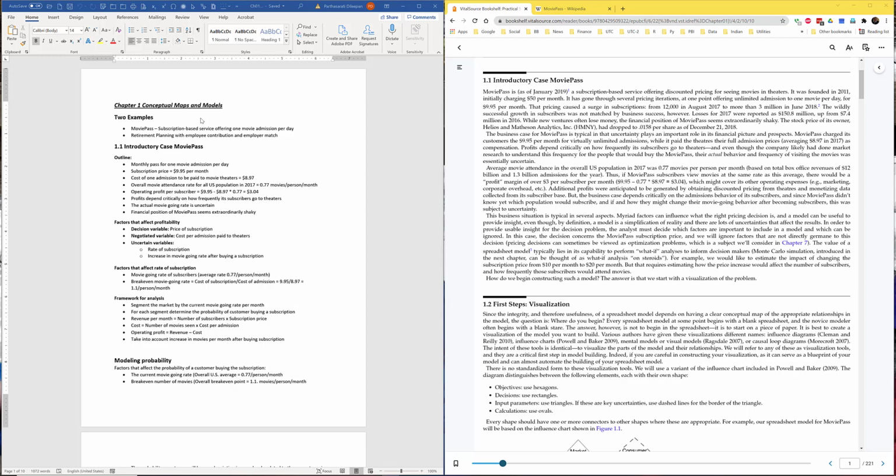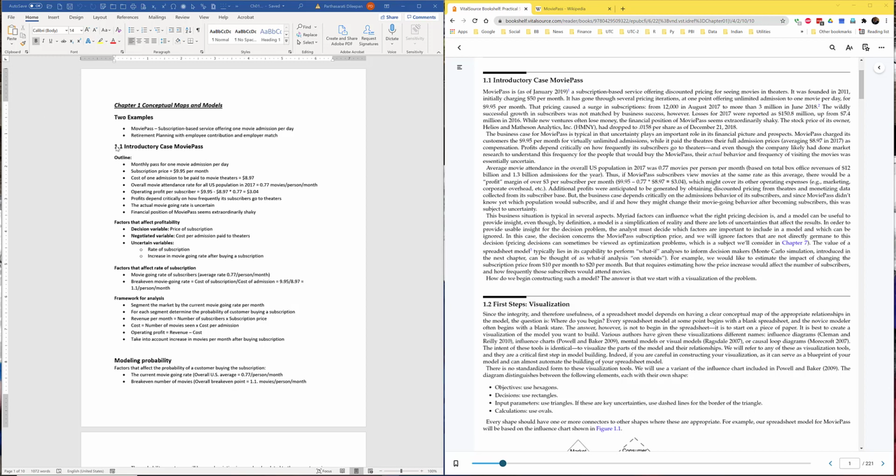So in this chapter, we're going to look at how the model is set up in a deterministic environment. The two examples that we're going to discuss are MoviePass and retirement planning. Then we'll also talk about best practices when setting up models in Excel, how to avoid pitfalls and errors, and if there are errors in the model, how to look for those errors with features available in Excel.